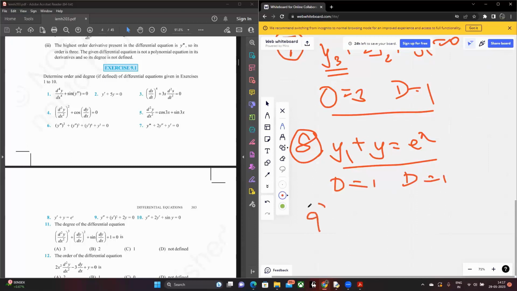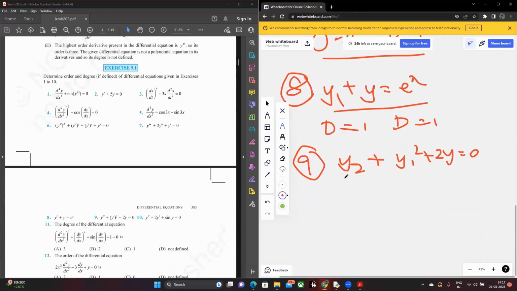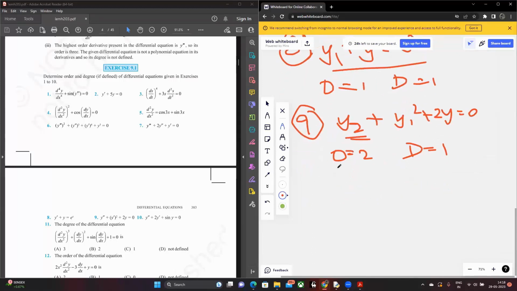Right? Question number 9. y2 + y1 squared + y into y = 0. Right? Again, it's pretty easy to see that it's polynomial in nature. Order and degree are well defined. The order is 2, the degree is 1, because y2 is your highest order term.